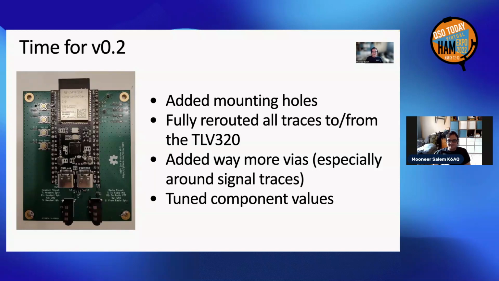What I effectively did was I added a few mounting holes to make mounting in an enclosure easier. And in addition, I basically rerouted all of the traces to and from the TLV320 to make them as short as I possibly could in case noise was getting picked up on the traces. I also added a lot more vias, especially around the signal traces. And the reason why I wanted to add them around the signal traces was I wanted to try to create a Faraday cage of sorts. So if there was a noise issue, that would reject a lot of the noise, or as much as I possibly could. And then I just did some general component tuning, especially around the LEDs and the buttons.